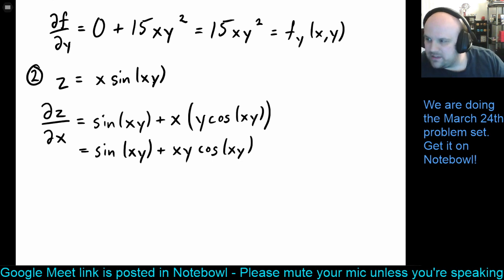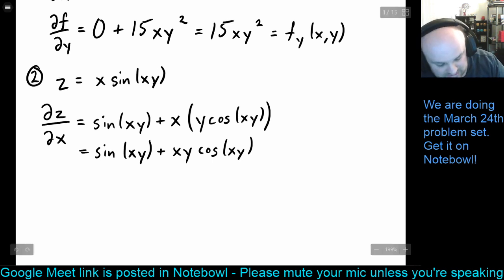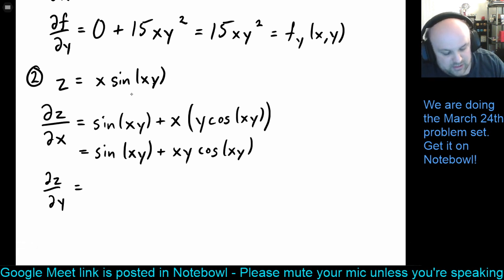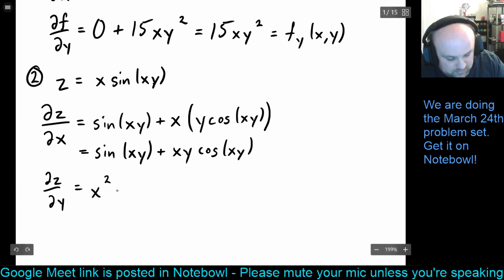Okay. So let's look at the next one here, dz dy. Here, this is no longer a product rule with respect to y. This would be like 2 sine of 2y, which wouldn't require any product rule. So here, when we differentiate this, derivative of the inside is just x, so this turns into x squared cosine of xy. And that's it.